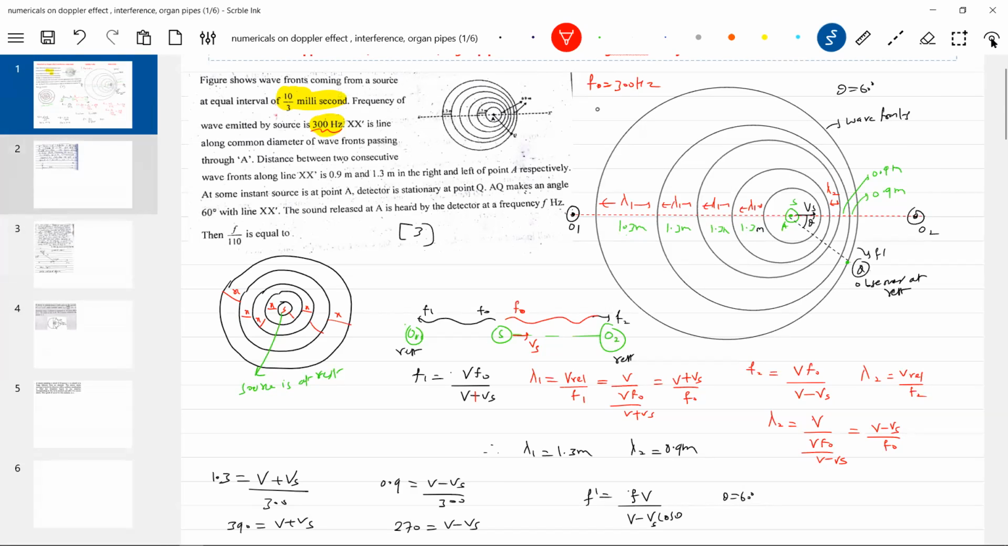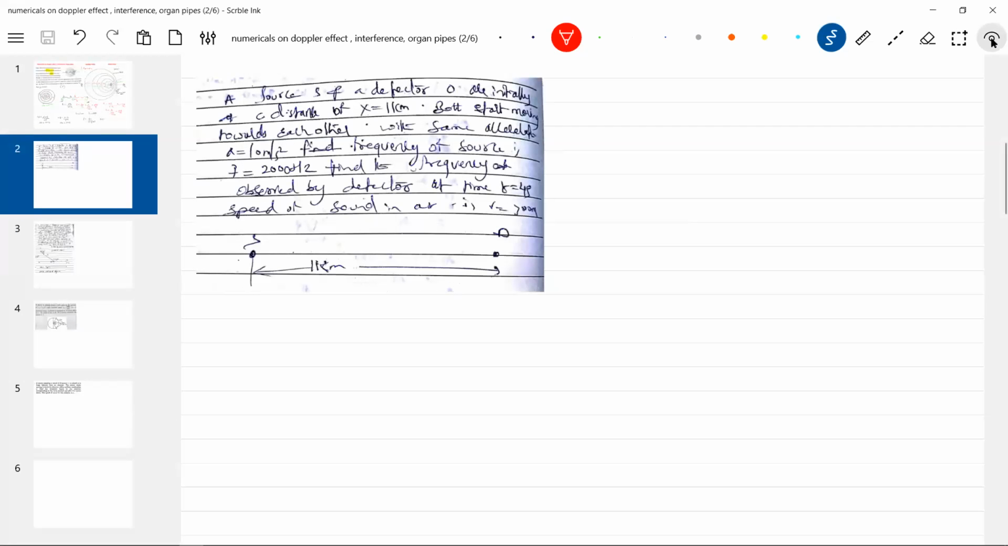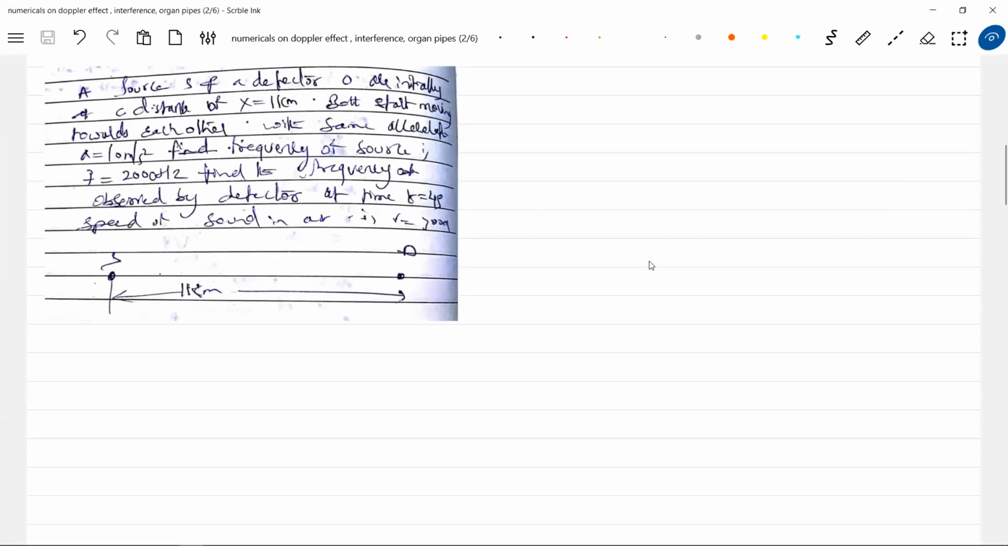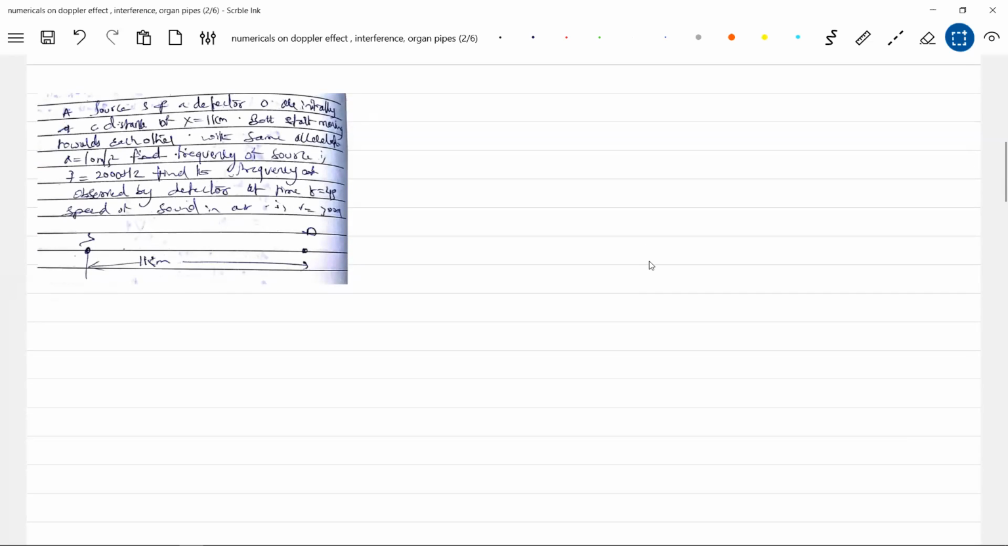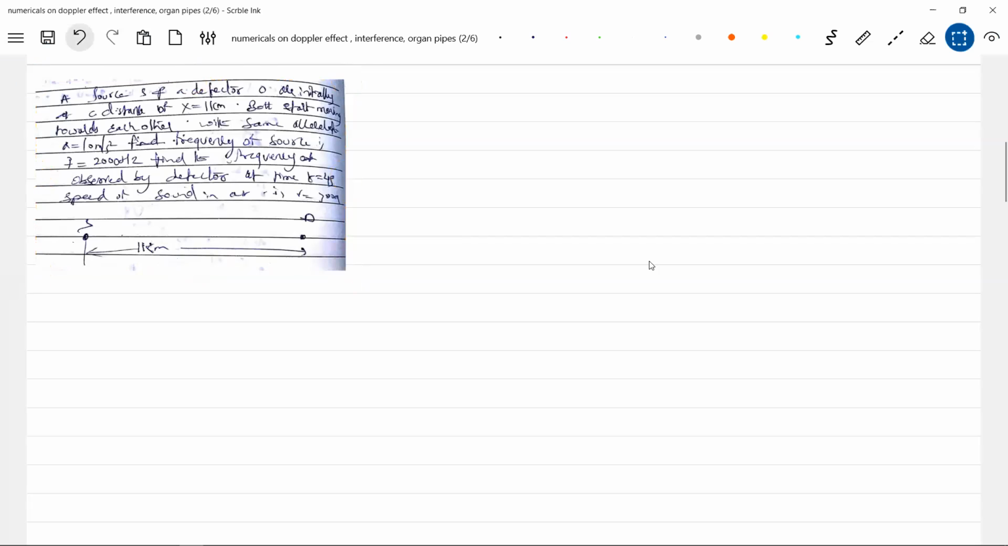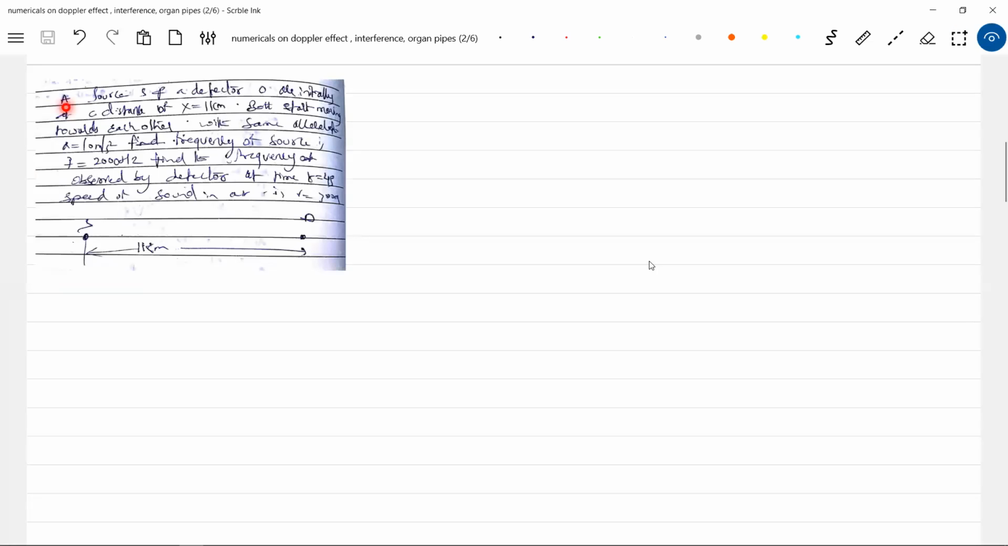Okay, we'll take the next one. Let me read it for you. A source S and a detector O are initially at a distance of x equal to 1 kilometer. Both start moving towards each other with the same acceleration, a equal to 10 meter per second square.